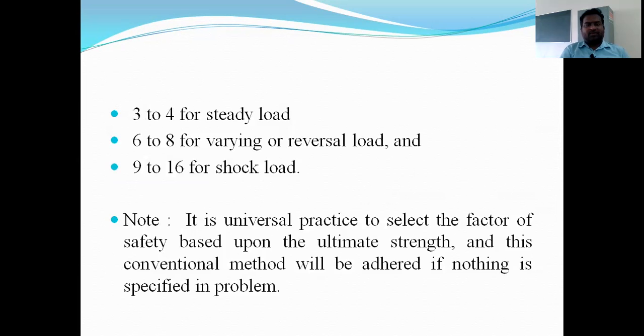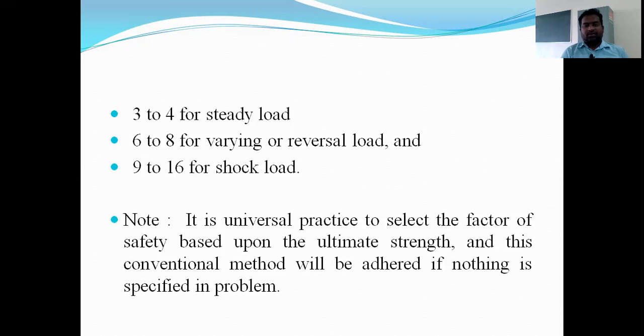Factor of safety depends upon the material selected, type of load, and working conditions. For steady load, the standard value for factor of safety is 3 to 4. For varying or reversal load, the factor of safety is 6 to 8. And for shock load, the factor of safety must be 9 to 16. It is a universal practice to select the factor of safety based upon the ultimate strength, and this conventional method will be adhered to if nothing is specified in the problem. If nothing is specified, we can use these values.